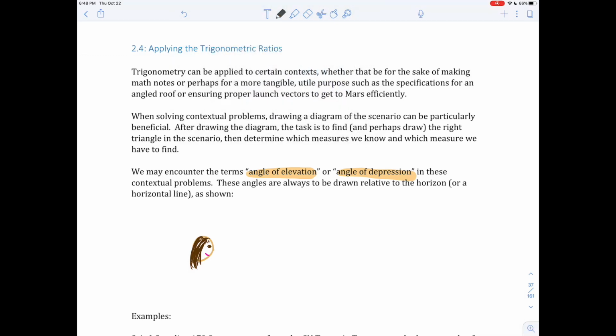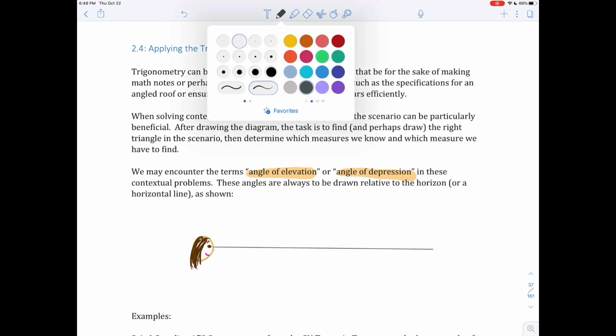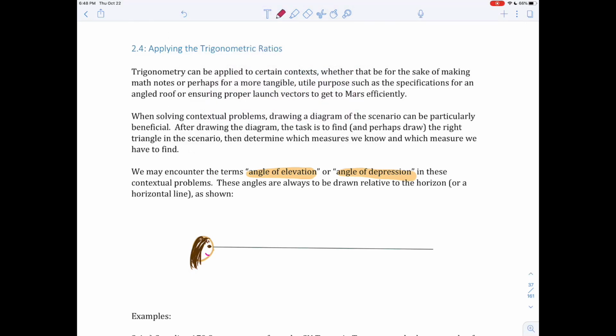So your line of sight is from your eyeballs straight sideways. That is considered to be the horizon. And I don't see that that's really level. There we go. And when we have an angle of elevation, that's the angle between your horizon from your eyeballs and your line of sight when you look up.